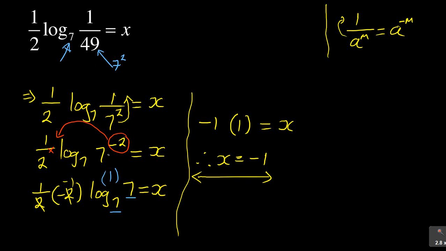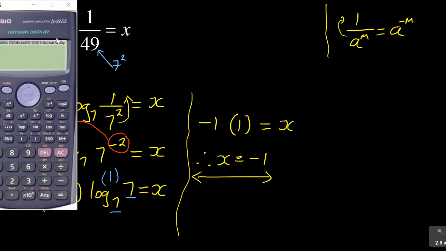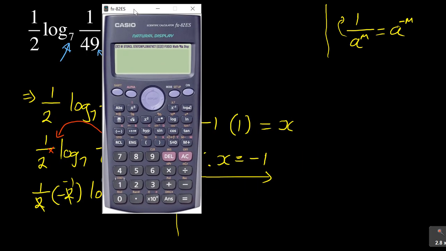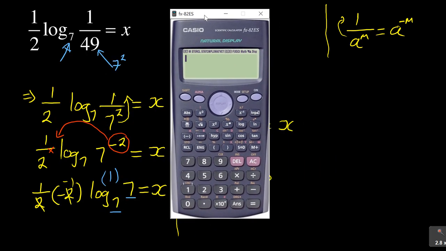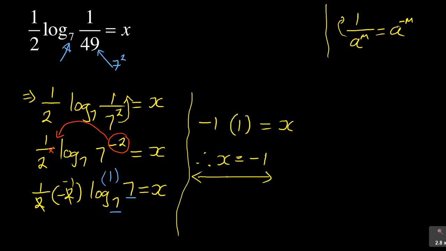So now the question was simplify that. I can now take a calculator and see if it gives me the same answer as x is equal to -1. So I've got here 1/2 log base 7 of 1/49, and then if I do that, it gives me -1. So you can see that definitely my value for x there as -1 is correct.